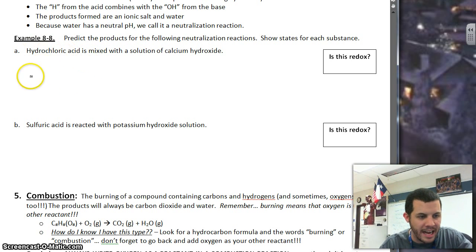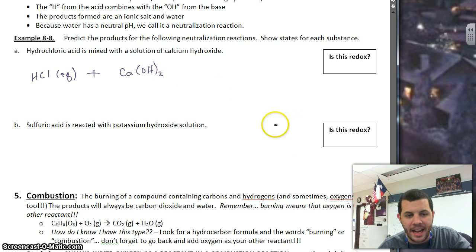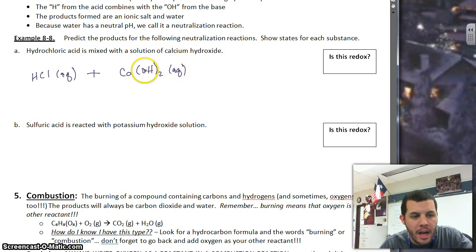So hydrochloric acid, HCl (aq), is mixed with a solution of calcium hydroxide, Ca(OH)2. Calcium hydroxide is soluble, so this is aqueous. If you don't believe me, go back and look up at your chart.